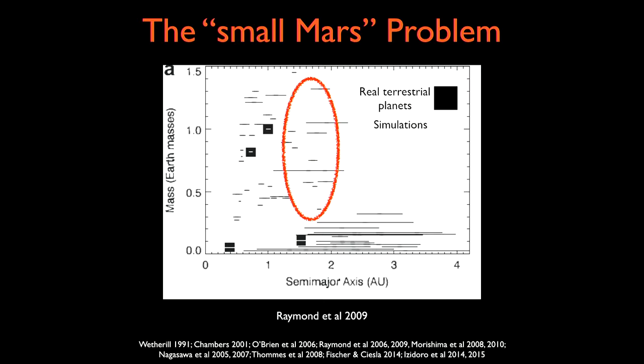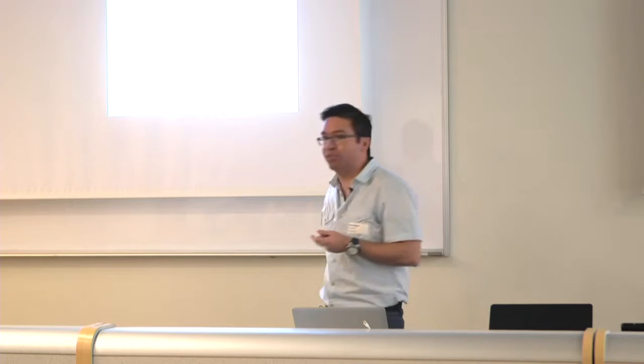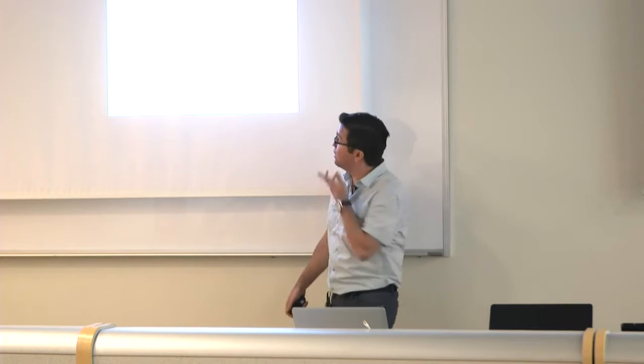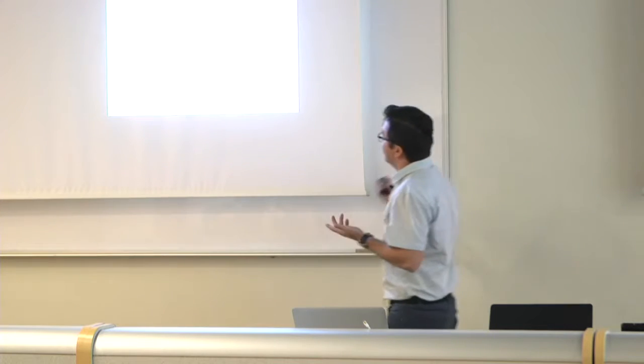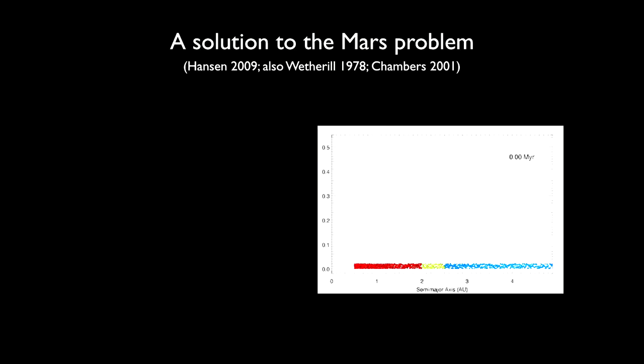So how to solve this problem? This problem has been around for more than 20 years. And then in 2009, Brad Hansen proposed this idea. Rather than starting one simulation with a very wide disk like this, let's truncate the disk and put a lot of material in a very narrow region. So what he did was, let's start with a disk that narrow, include 2 Earth masses of solid material in that region, in embryos and planetesimals, and let the system evolve.